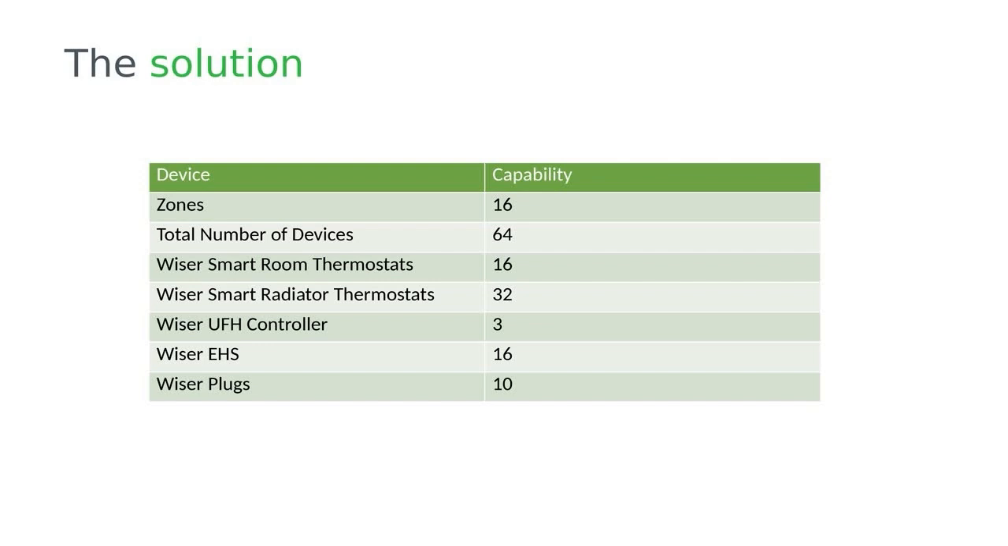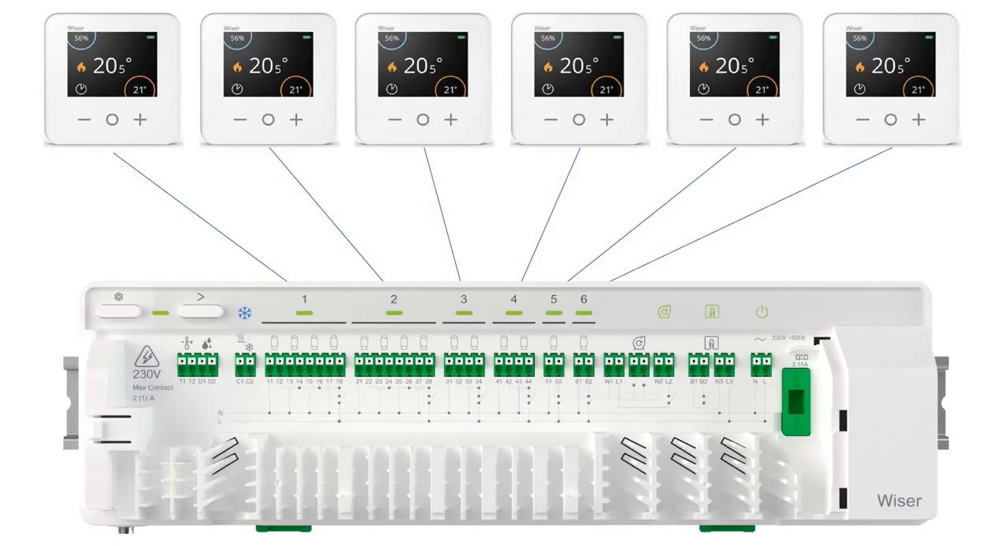On top of that, you've got WiSER underfloor heating controllers. So if I just pop back to that one, remember we've got the solution for wet underfloor heating, where you can have up to 6 zones of wet underfloor heating. So each one of those zones could have a WiSER smart room thermostat assigned to it. And we've now also got the electrical heat switch if you want to control heating loads up to 16 amps.